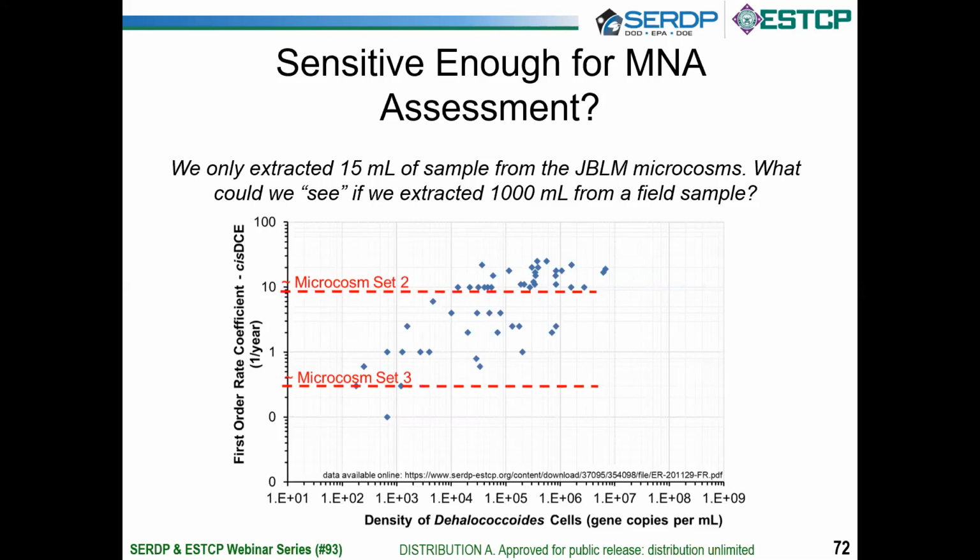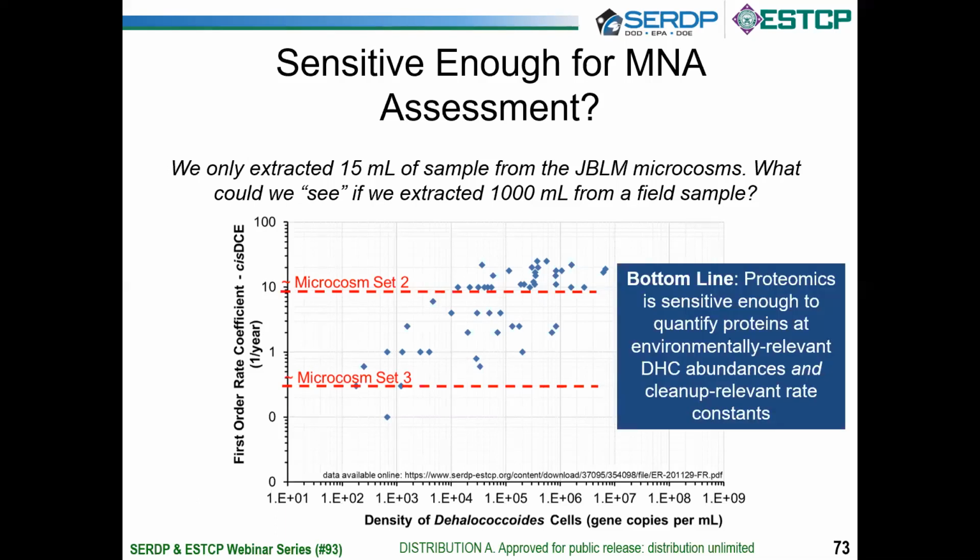And so the take-home message shown on slide 73 is that the results of this study really showed that we can quantify the proteins associated with reductive dechlorination, and that we can quantify them at low enough levels to be relevant for M&A site assessments, which was an exciting finding of the study.